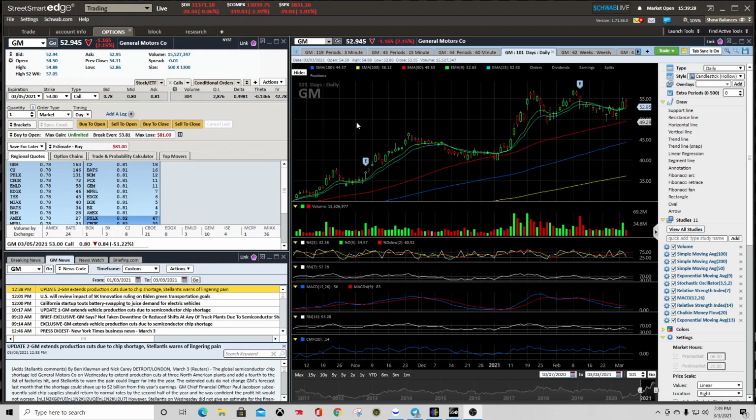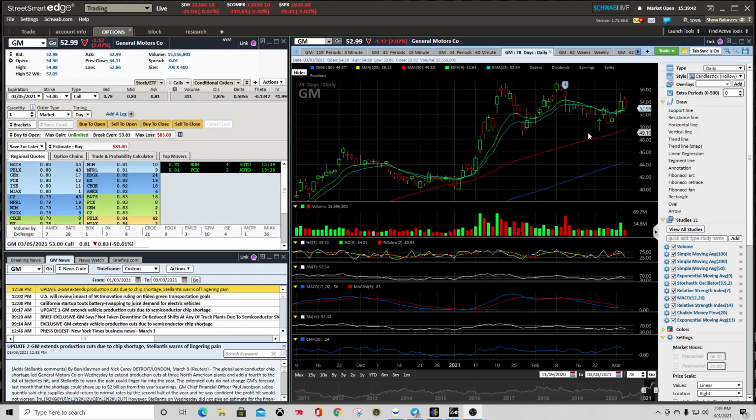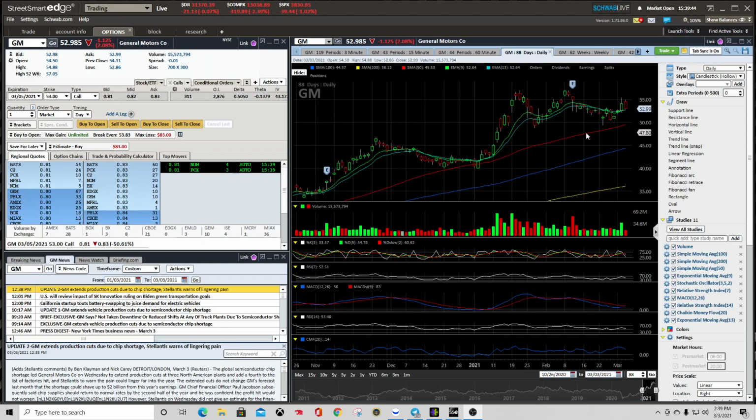Right here we're looking at GM, General Motors, ticker symbol GM. And the stock is trading at $52.95 currently. So let's just say that we wanted to take a call on this. I am bullish on GM. I do believe that it will go higher. It's having a bad day today because the overall markets are pulling back today.